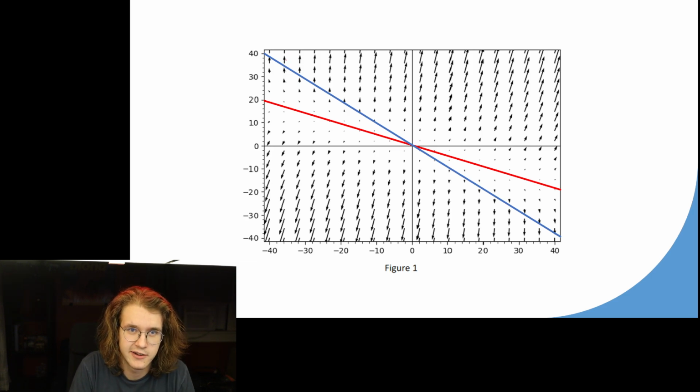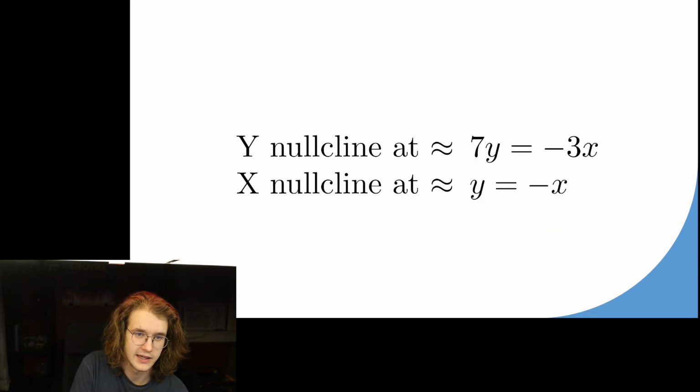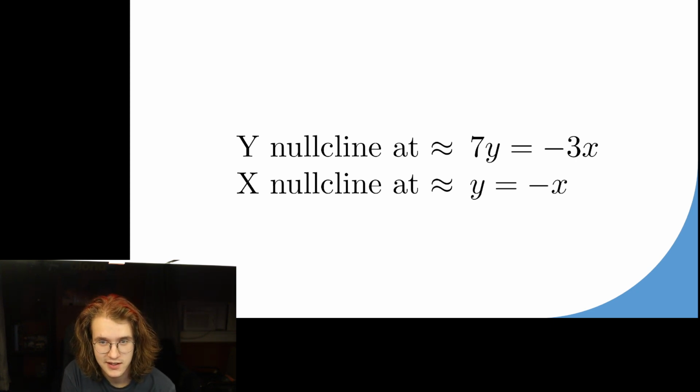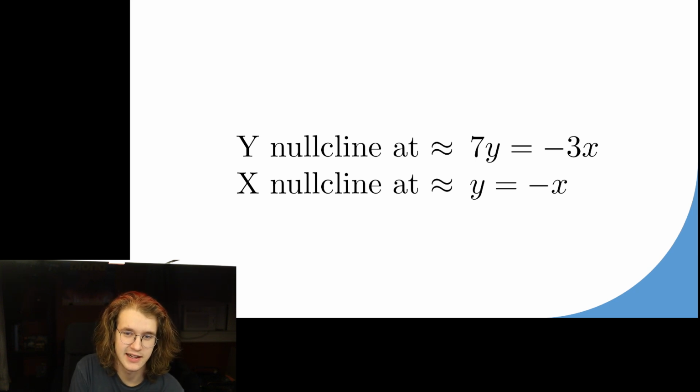But I also noticed that we have another null line given by this blue line. And this is going to be where our vertical lines are going to be, so where there's no change in x. Knowing these two lines, I estimated this blue line to be about y equals negative x. So we get a y null line at about 7y equals negative 3x, and an x null line at about y equals negative x. And about is the best I'm going to do with these phase portraits because we can't perfectly measure everything with them. So I took that and tried graphing it, and it looked very close. So I said I'll go with that.